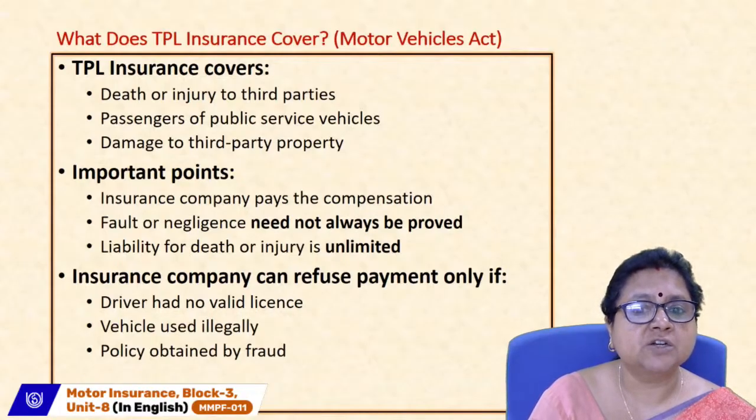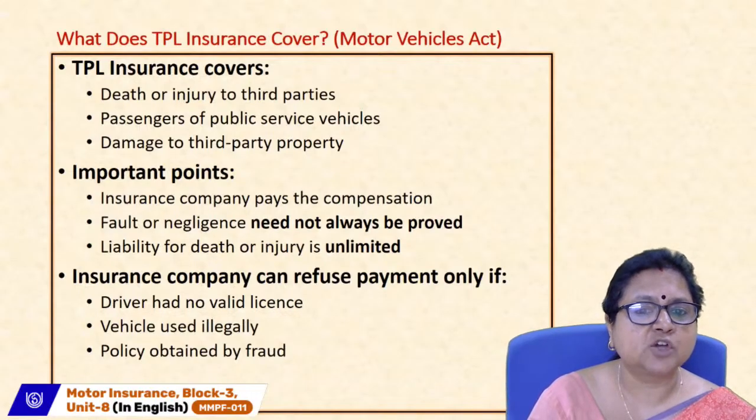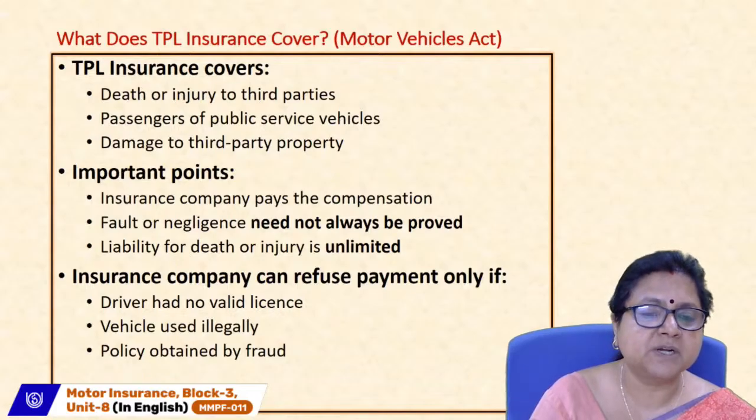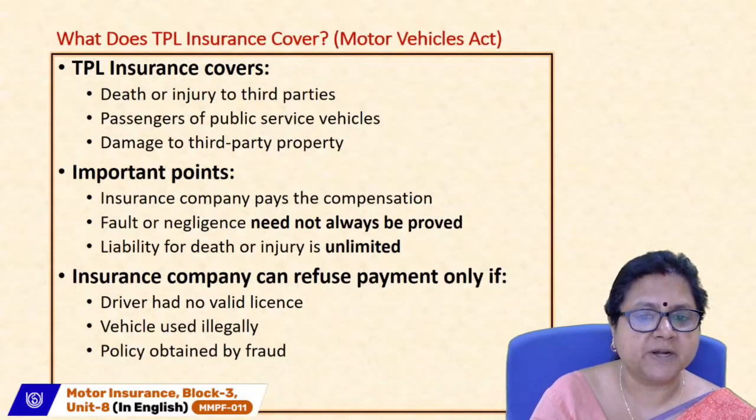Fault or negligence need not always be proved in this case, and liability for death or injury is unlimited here. As we discussed, in case of death, the amount is fixed by the government. We cannot fix a certain limit of value for one's death, so it is fixed by the government.